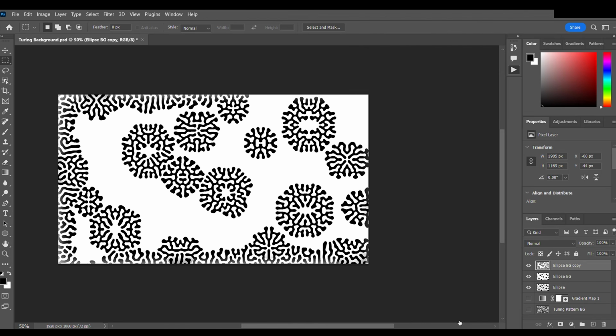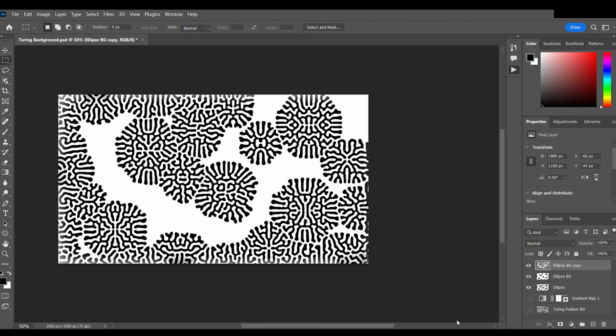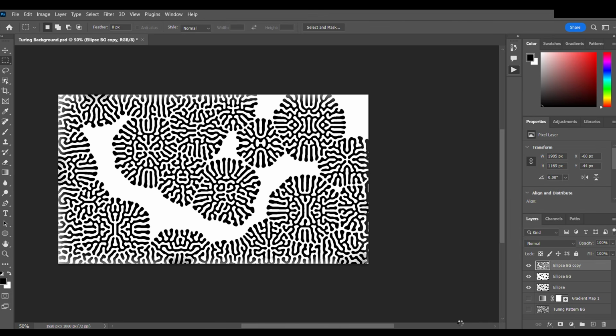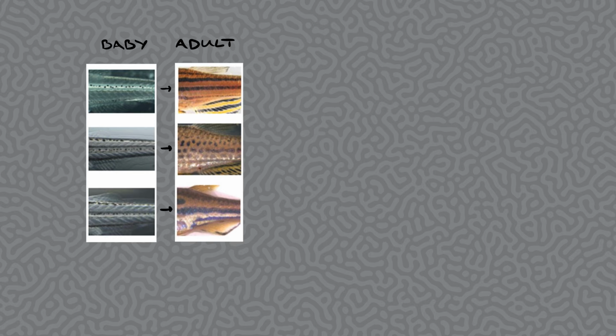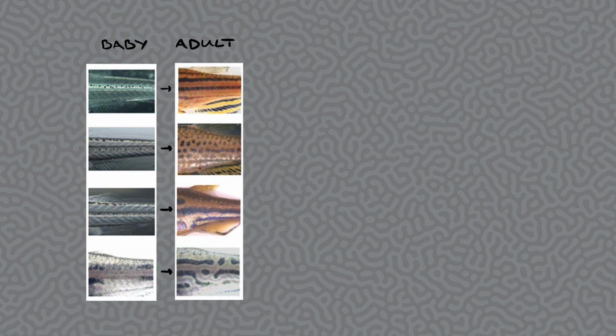Researchers have been able to demonstrate that reaction-diffusion models really do explain some of the patterns that we see in nature. In zebrafish, two pigments that are responsible for the colors of their skin, melanophores and xanthophores, interact in ways that satisfy the requirements to make Turing patterns, and that's where their stripes come from.